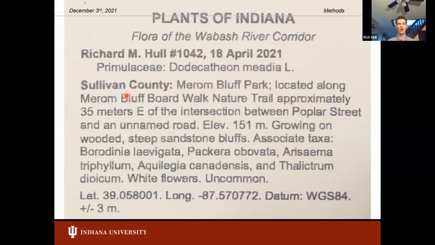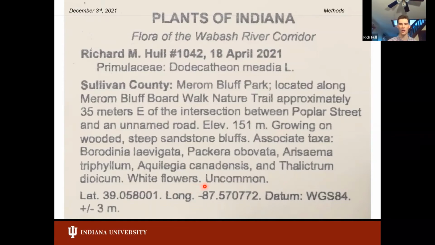This is reflected also in the GPS coordinates I take using a GPS tracker while I'm at the site here. I always note the elevation. I note the habitat. In this case, it's growing on wooded, steep sandstone bluffs. And then I always note the associated plant community, so I have several species that it's coexisting with. It's important to write down the flower color of the specimen because this can change during the drying process.